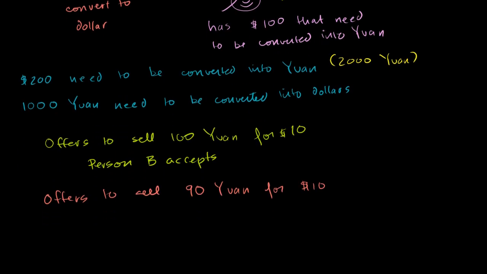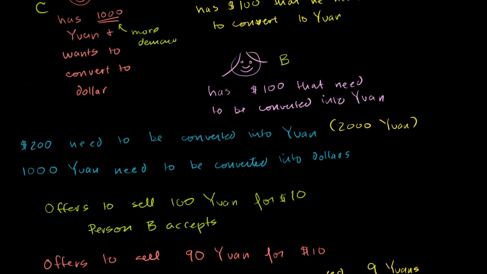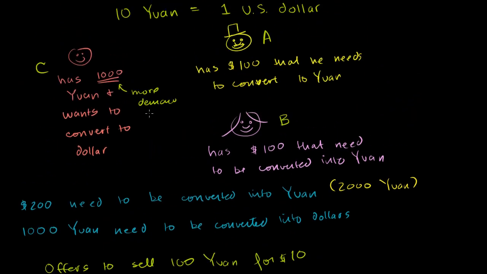So person A accepts. And I'm doing a huge oversimplification, but it gives you the general idea to show you that this really is a market. So person A accepts. All of a sudden, we have a new quoted exchange rate. We have an exchange rate of 9 won per dollar. Now what's happening? And I think you see the dynamic that's going to happen. There's more dollars that need to be converted into won than yuan that needs to be converted into dollars.